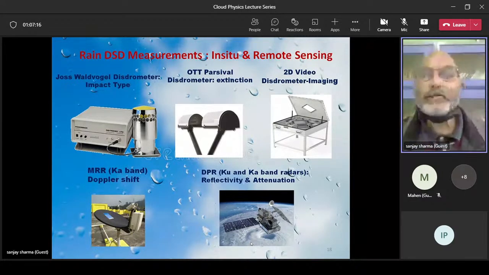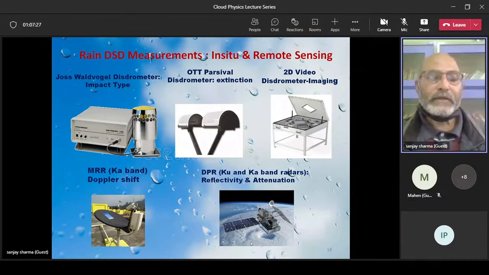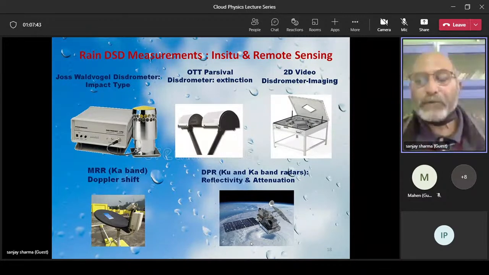For example, in situ measurements provide the observation on the surface. Remote sensing, like from MRR, provides the vertical profile, but over a fixed point only. But they provide a continuous observation. This is their strength.